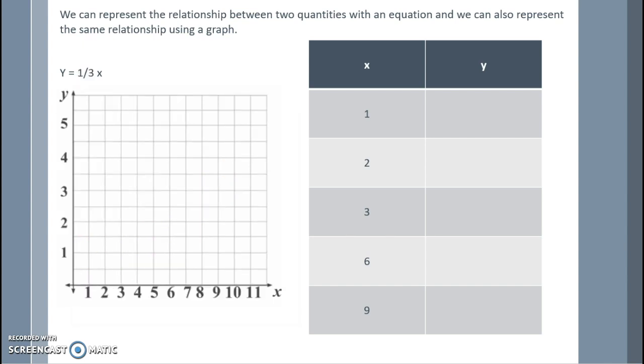Go ahead and try this one. y equals 1/3 of x. Fill in the blanks and graph our result.